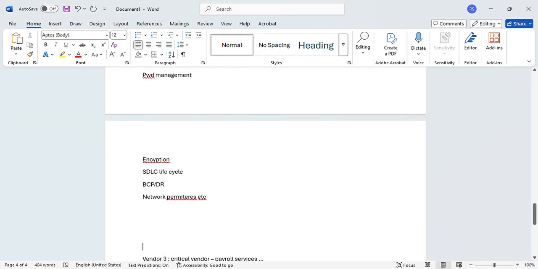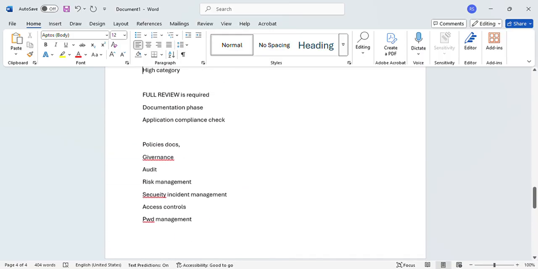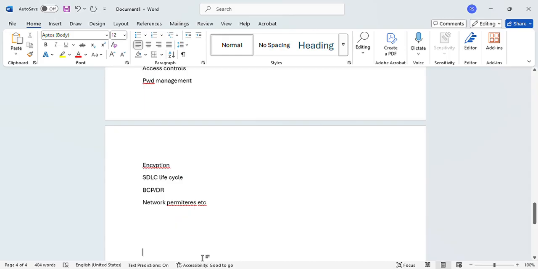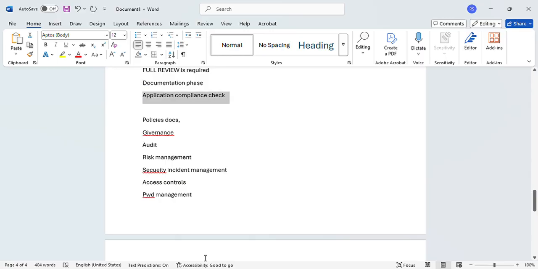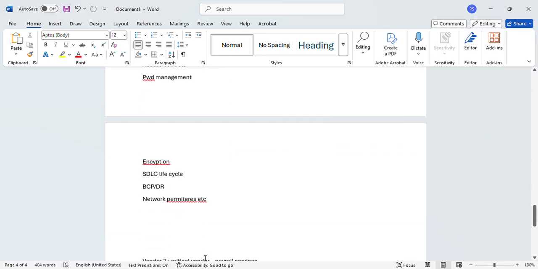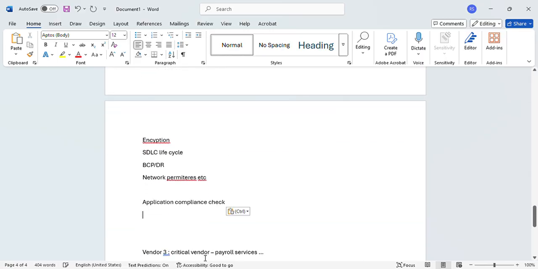Okay, now the second thing. Second is the application compliance check. What needs to be checked with the applications? Under applications, let me copy from here. Under the application compliance check, you need to review the following.